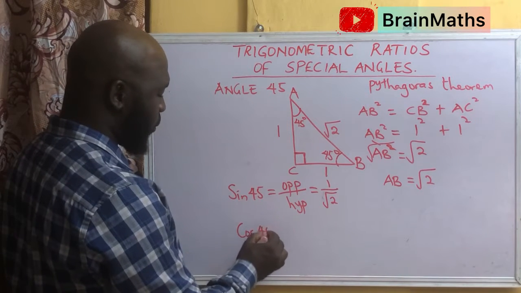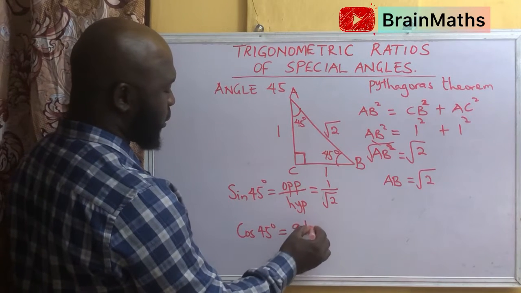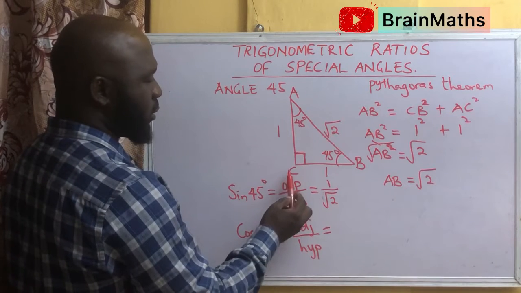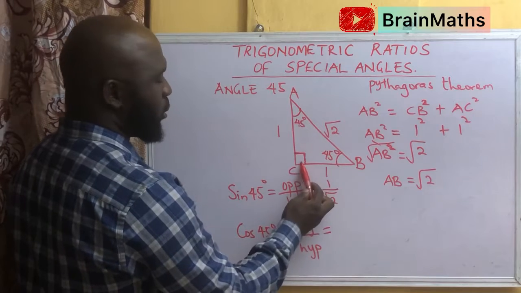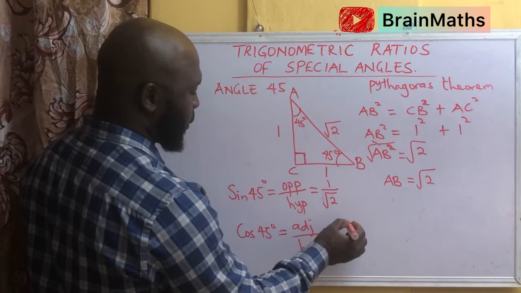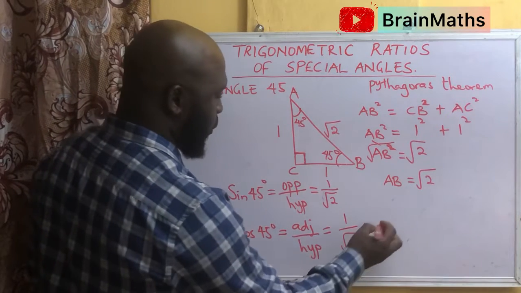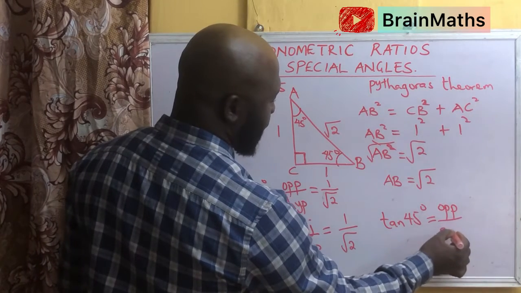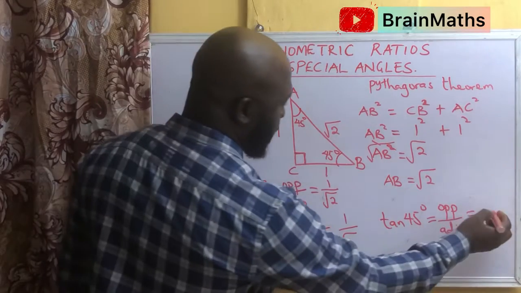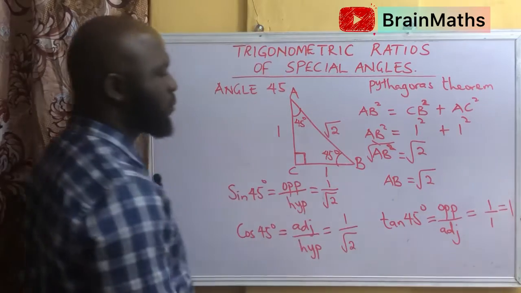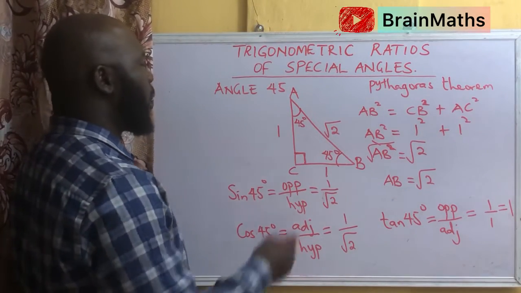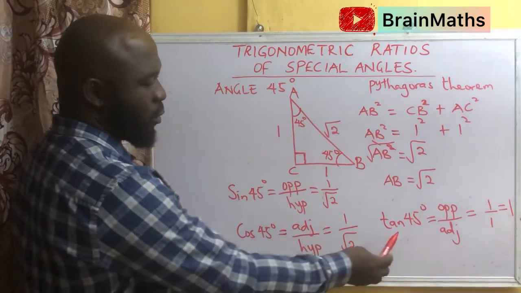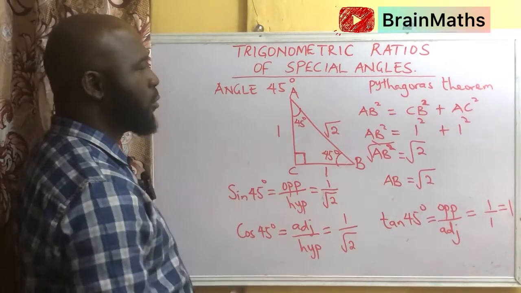Cos 45 degree equals adjacent over hypotenuse. Our adjacent could be this, may also be this, bearing in mind that any side between both the right angle and a given angle is the adjacent. So that is also 1 over root 2, while our tan 45 will be opposite over adjacent, and that is equal to 1 over 1, which is equal to 1. So in our special angles for angle 45 degrees, both sine 45 and cos 45 are 1 over root 2. It is only tan 45 that is equal to 1 in angle 45 degrees.